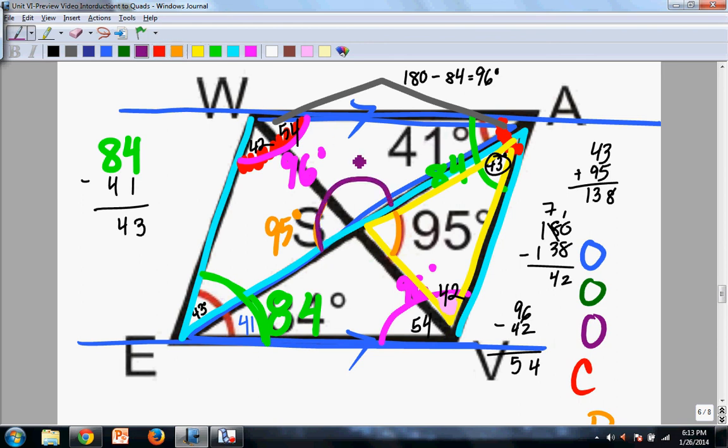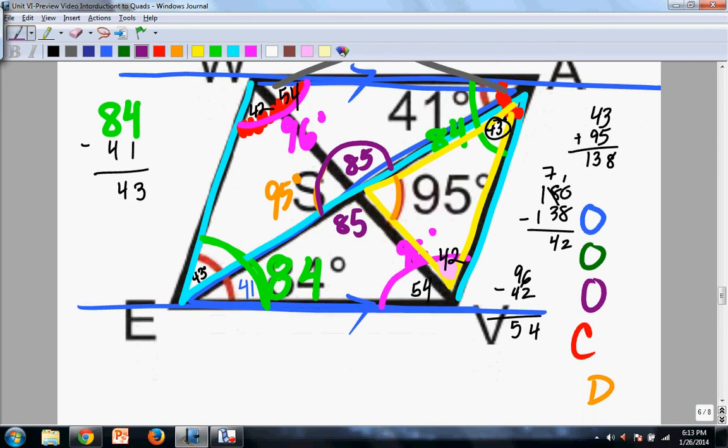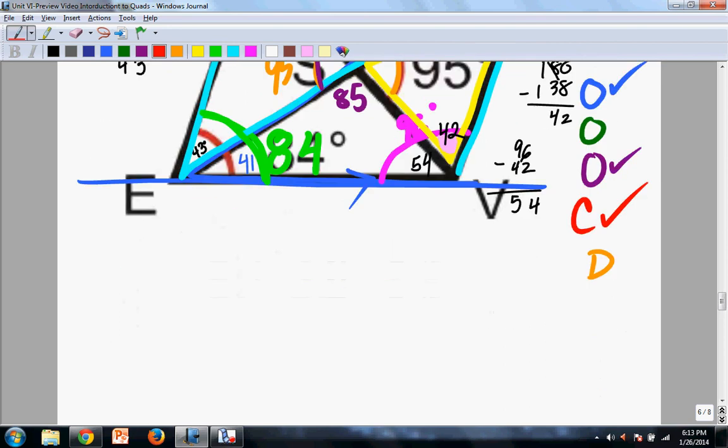And we see here, that's 180. So we can go 180 minus 95. And we get 85. So because of the qualities of parallelograms, because opposite sides are parallel, because opposite angles are congruent, and because consecutive angles are supplementary, you are able to find every single angle in the diagram. Let's try one more problem together.